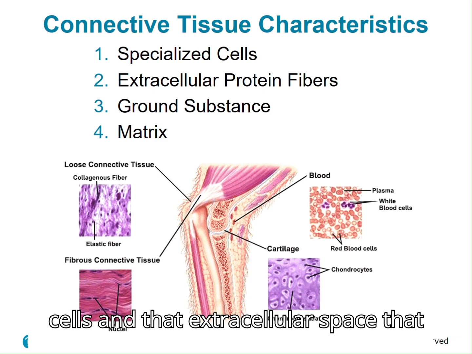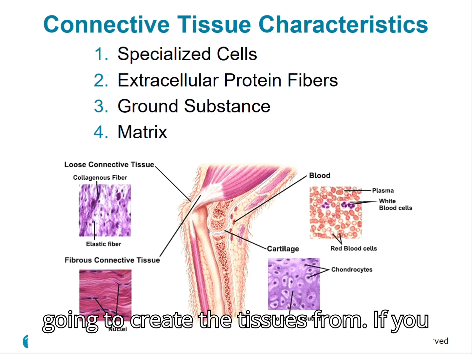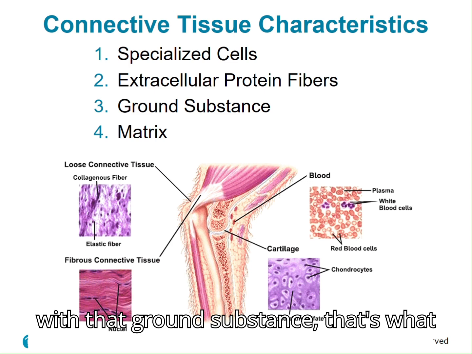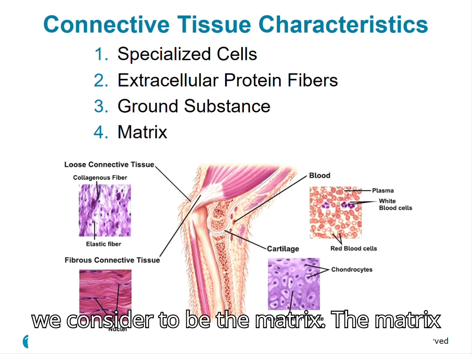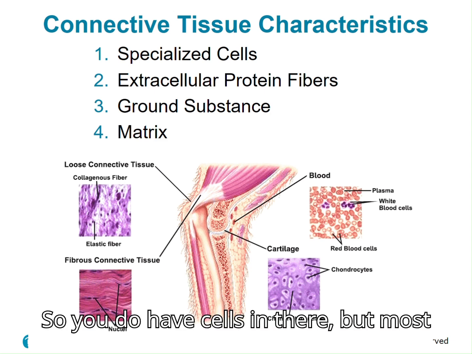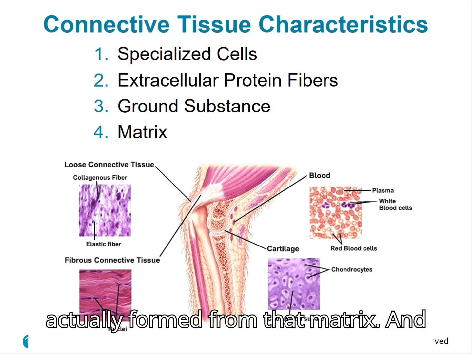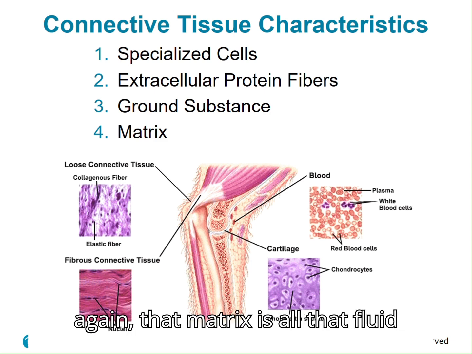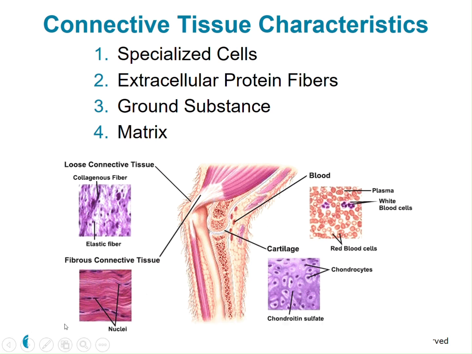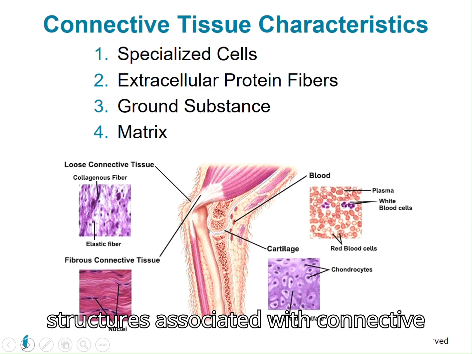And between the cells and that extracellular space that you have together, that's what you're going to create the tissues from. If you look at putting the proteins together with that ground substance, that's what we consider to be the matrix. The matrix makes up the bulk of connective tissue. So you do have cells in there, but most of the volume of connective tissue is actually formed from that matrix. And again, that matrix is all that fluid ground substance mixed together with the protein fibers. So those are the characteristics or the structures associated with connective tissue.